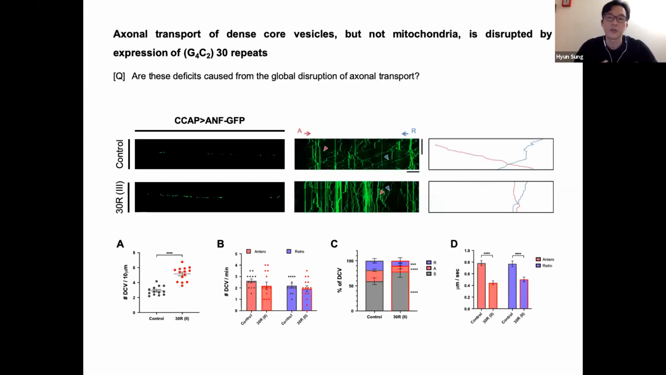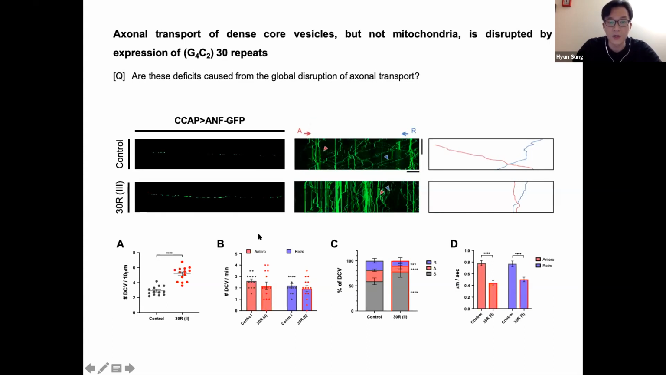So we want to ask whether these deficits come from the global disruption of axon transport. So we want to check other types of organelle. One candidate is the dense core vesicle, and the other is the mitochondria. And this is the dense core vesicle movement, visualized by ANF-GFP.